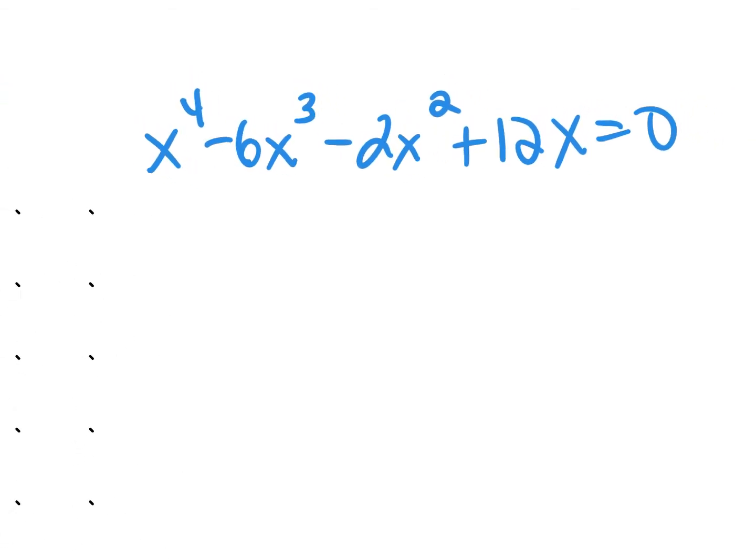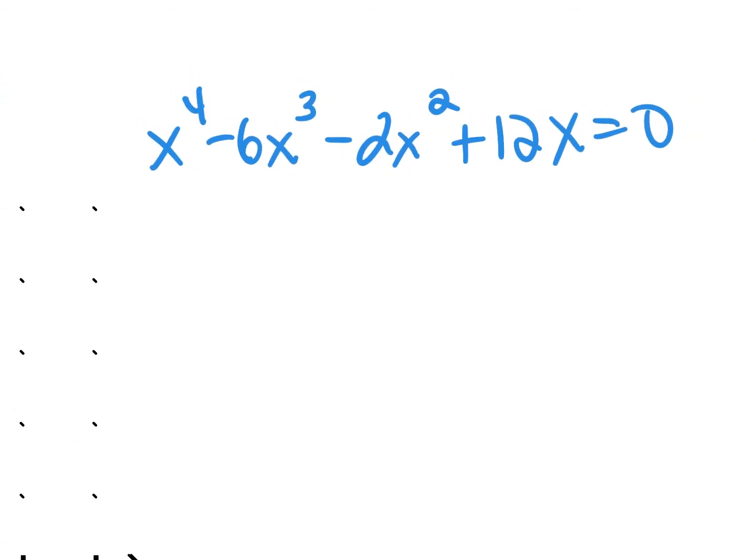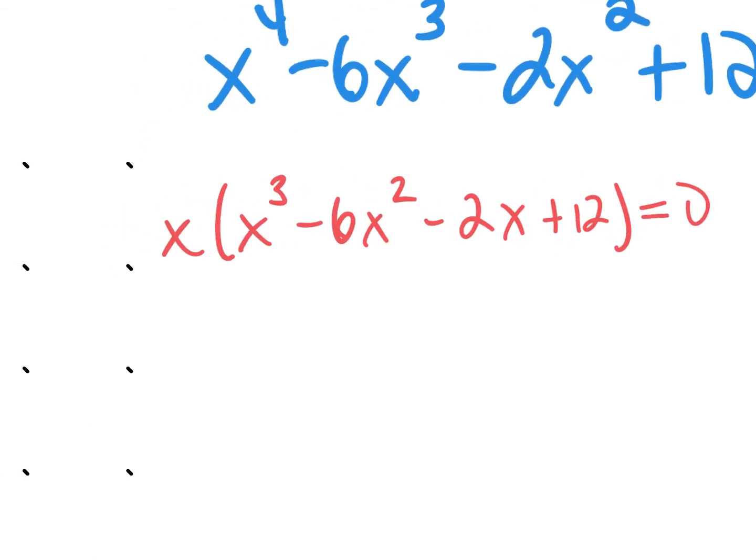So the first thing I do is factor out what? X. I'm going to take out an x. Every single term has an x. Factor out that x, and you're left with x cubed minus 6x squared minus 2x plus 12 equals 0. Everybody agree? All right, 4 terms left. What do we do? Good. So first 2 and your second 2.